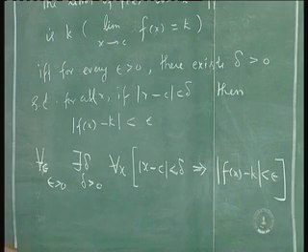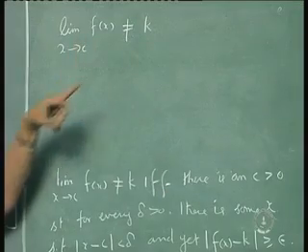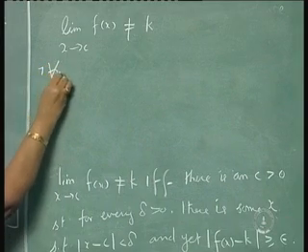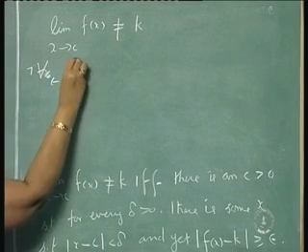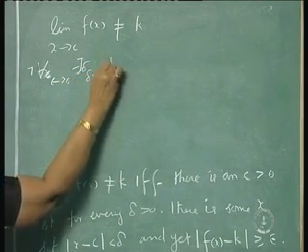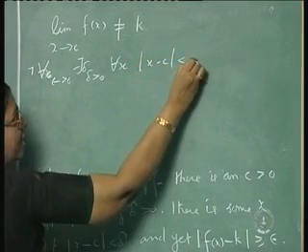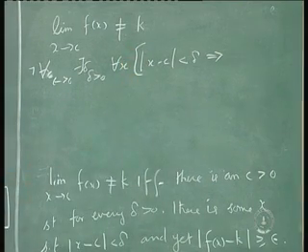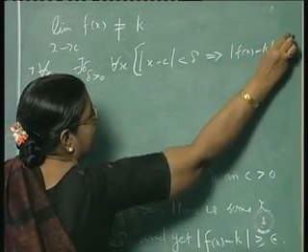Now, when you want to say limit as x tends to c of f of x is not equal to k, you have to consider the negation of this. So, it will be not of: for all epsilon greater than 0, there exists delta greater than 0, for all x, |x minus c| less than delta implies |f of x minus k| less than epsilon.